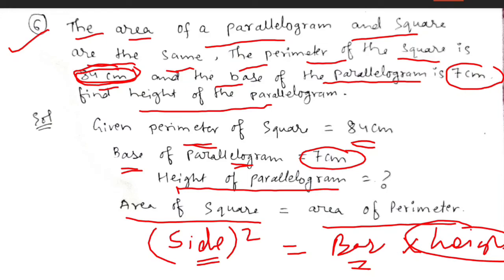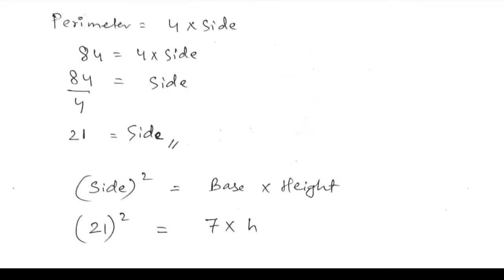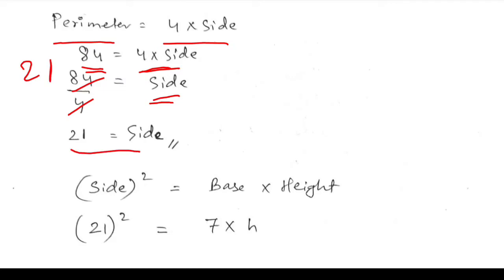So how to find the side of the square? We know this formula, perimeter equals 4 into side. The perimeter is already given in the question, that is 84 centimeter. So 84 equals 4 into side, and side equals 84 divided by 4. When we cancel it, 4 2s are 8 and 4 1s are 4. We get the side of the square as 21 centimeter.